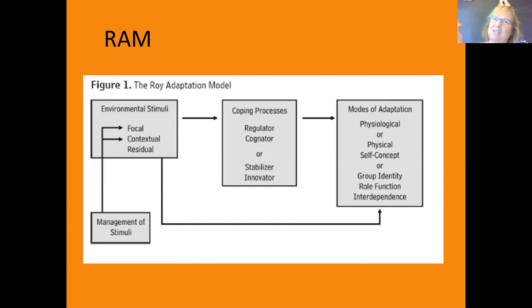And we adapt through one of 4 types of modes of adaptation. So we could adapt in a physiological way for an individual, or a physical way for a family or group. And our adaptation could happen in terms of our own self-concept, or if we're talking about a group or a family, the group identity. Adaptation could happen in terms of role function, either as an individual or the role of a group or a family or community. And adaptation can happen in relation to interdependence, again, whether you're an individual or a family, group, or community. And I'm going to talk about those again just a little bit more.